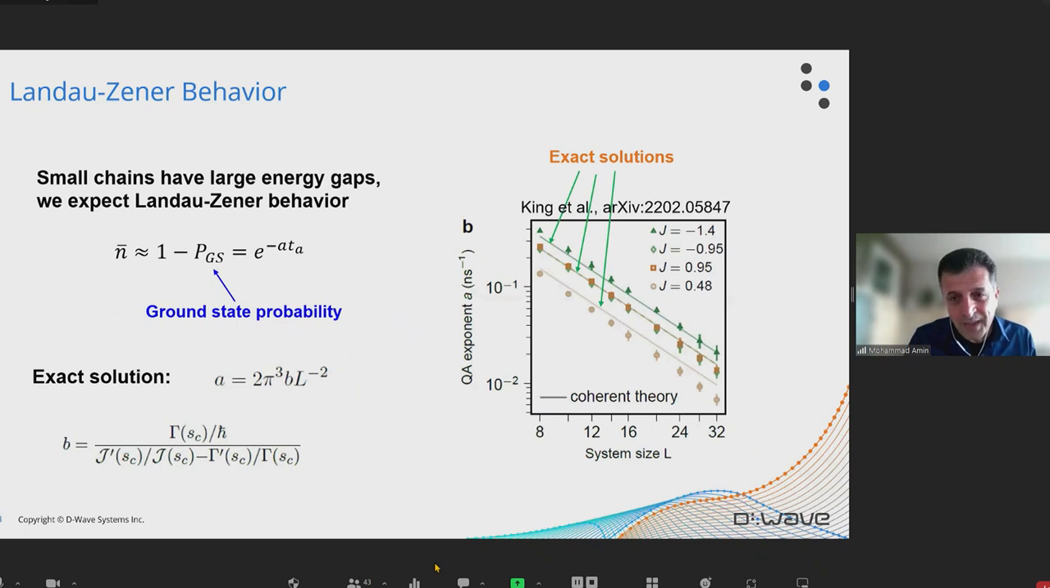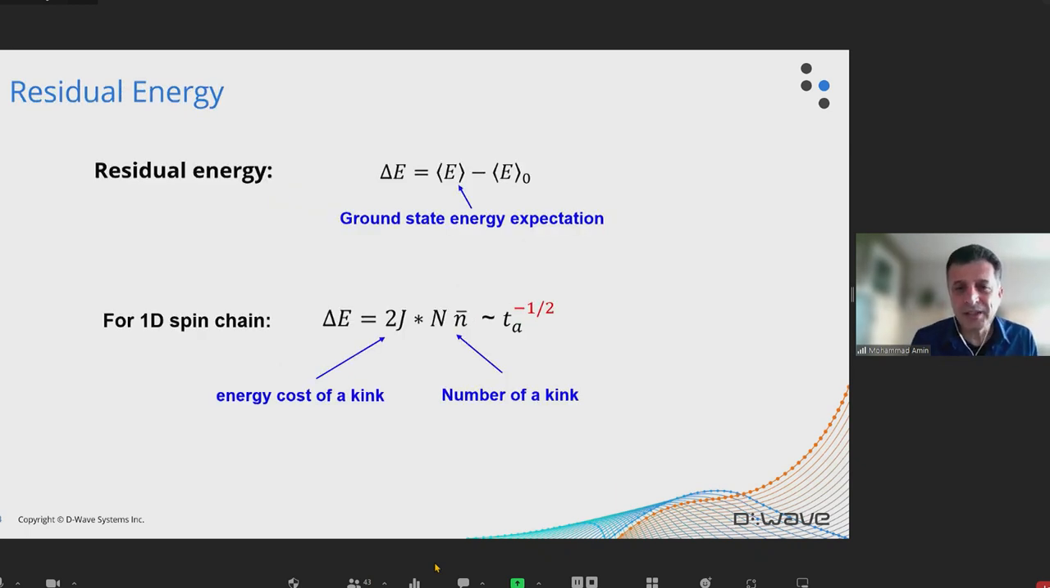I want to go back to the original question, which was residual energy. The goal of the annealing was to reduce residual energy, to find a solution that has small energy. For the 1D chain, it's easy. You can calculate the residual energy as a function of annealing time, because every kink has a cost of 2J. You can calculate the number of kinks based on the total number of qubits times the kink density. And we know kink density goes as t to the minus 1/2. Therefore, residual energy should go as t to the minus 1/2. This is just easy. But this only holds for the 1D chain.